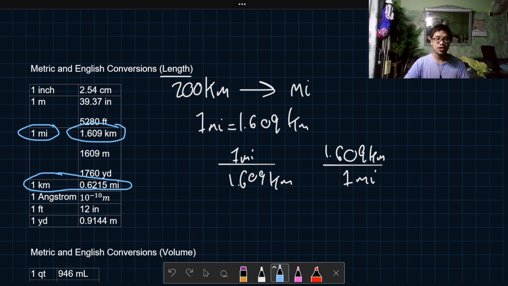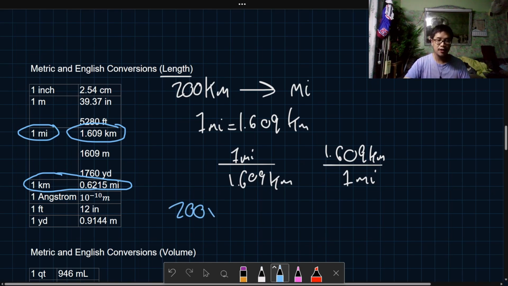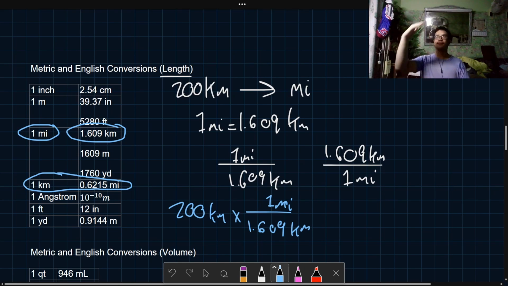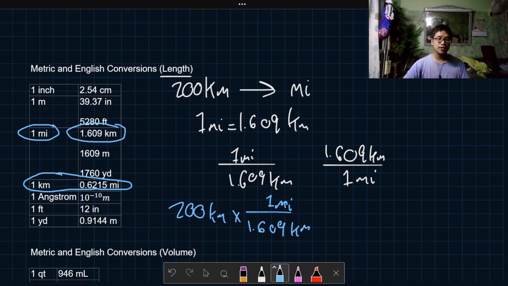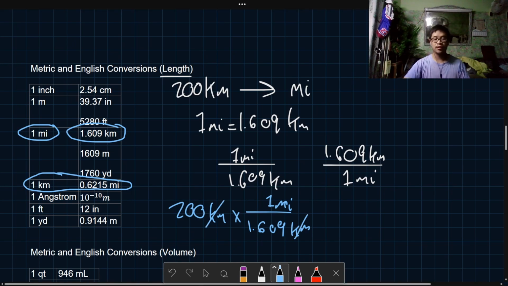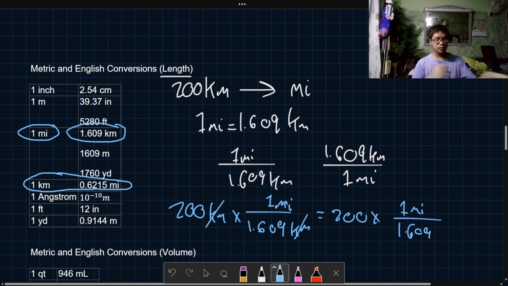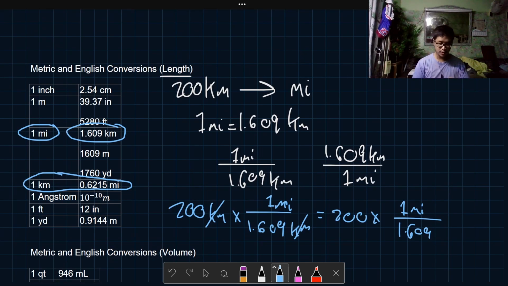With that being said, we will have 200 kilometers times 1.609 kilometers as the denominator, while 1 mile is on the numerator. So the kilometers here are cancelled. As a result, you have 200 times 1 mile all over 1.609. We can get the answer with the use of a calculator: 200 times 1 all over 1.609.